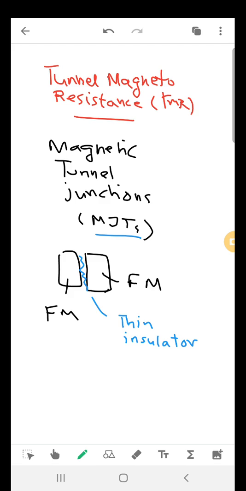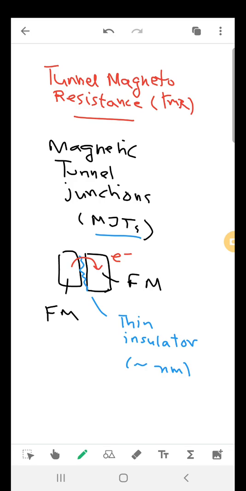Now, if this insulator is thin enough, that means a few nanometers, electrons can tunnel from one ferromagnet into the other. So there is a tunneling of electrons possible from one ferromagnet to another, which is not allowed in classical physics.